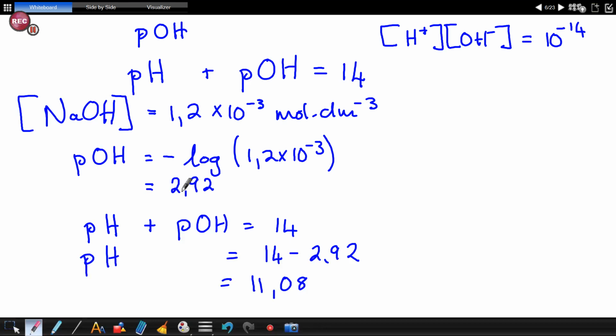Now, you always assume that it's aqueous. Yeah, they work in aqueous medium. Neutralization reactions take place in water.